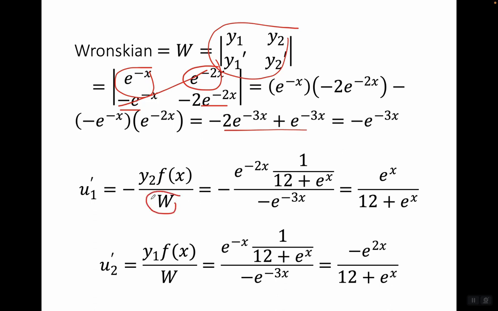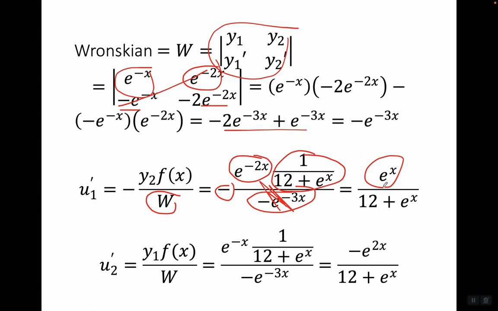So u1 prime is going to be negative y2 f of x over w. This is y2. That's our second solution to the differential equation. This is f of x. So that was the right side of the non-homogeneous differential equation. This is the Wronskian, negative e to the negative 3x. And we have the negative sign out front. So when we simplify this, the e to the negative 2x and e to the 3x just simplify, and that'll give us an e to the x on top. Negative signs cancel, and we're left with e to the x over 12 plus e to the x.